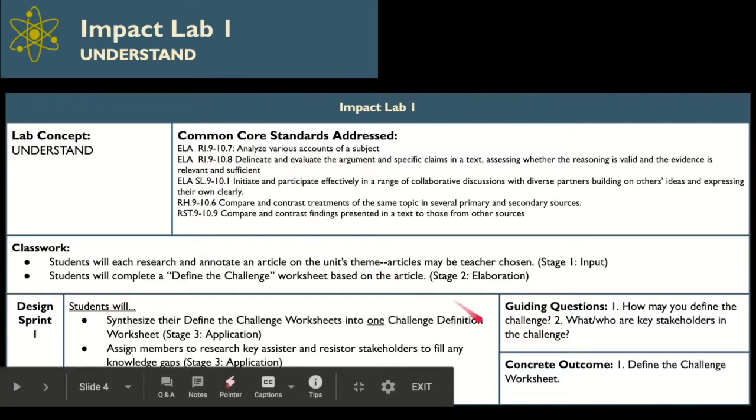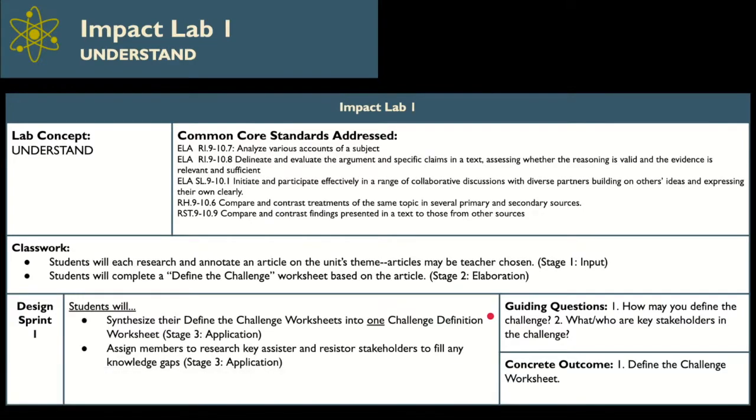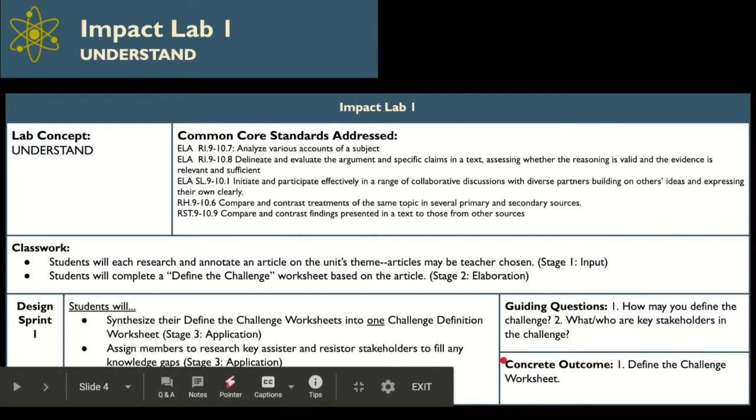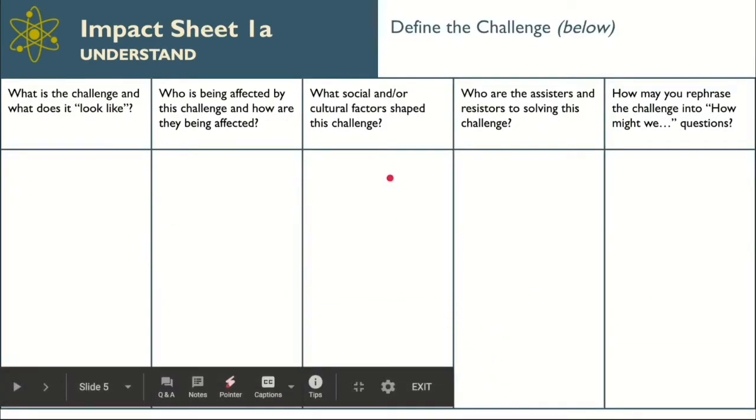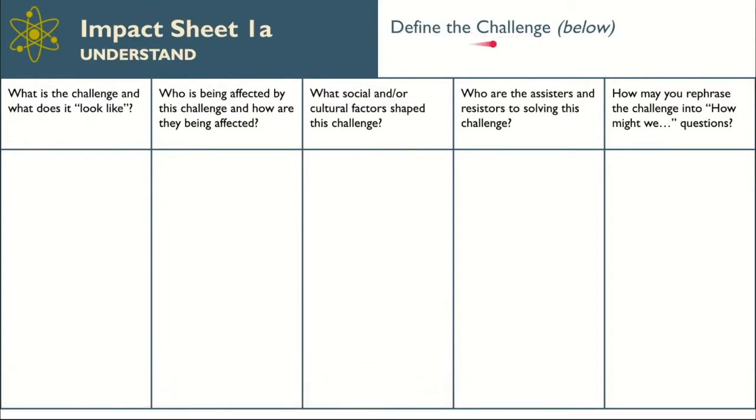We have guiding questions, as you can see over here. How might you define the challenge, and what and who are the key stakeholders in the challenge? As well as we have our concrete outcome. They will have created a define the challenge worksheet. We move over to looking at the worksheets. So as you just saw, this is defining the challenge. Each student would be defining the challenge on their own based on their research, and then they would come together and collaboratively synthesize their information into this define the challenge worksheet.